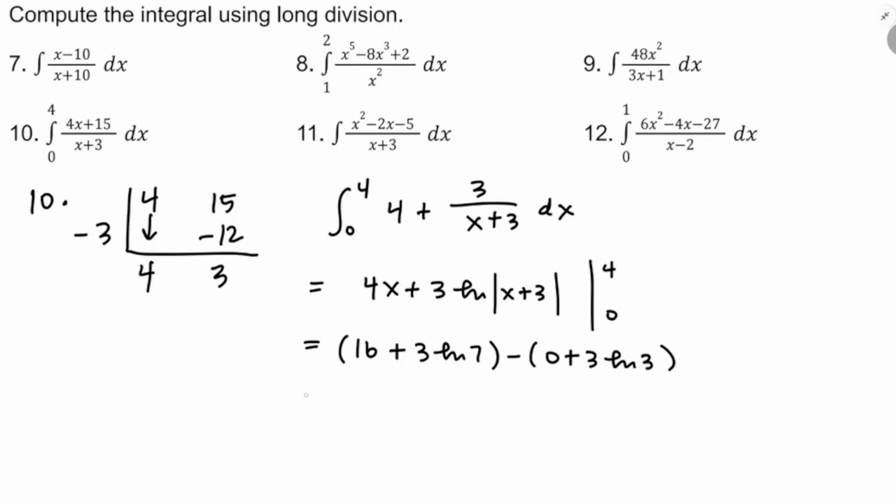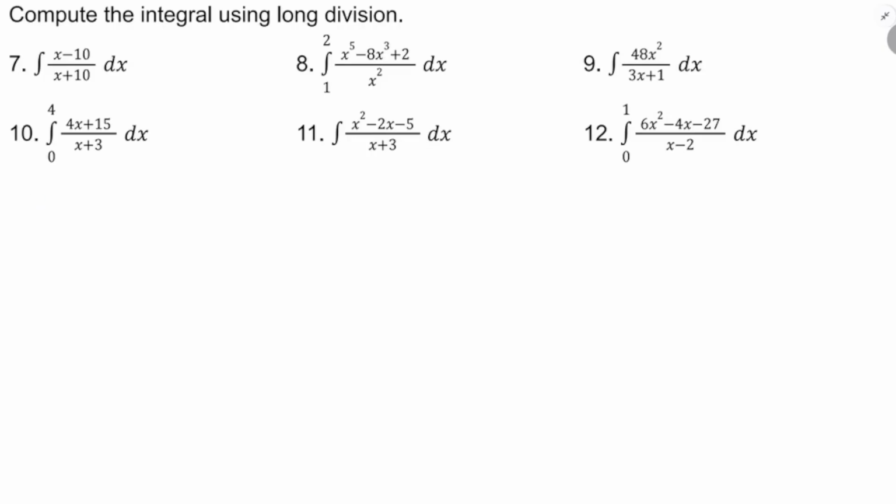Alright, and you could say that's 16 plus 3 natural log of 7/3 if you liked, but that's about as far as I'm going to take it. I don't know why you would want to take 7/3 to the third power. So that'll be all for that one.